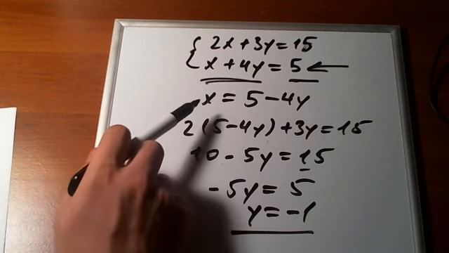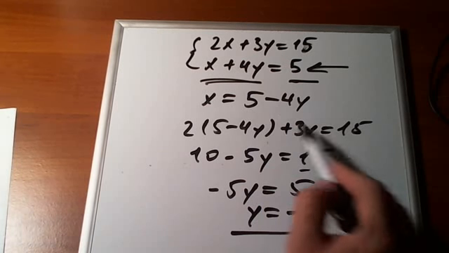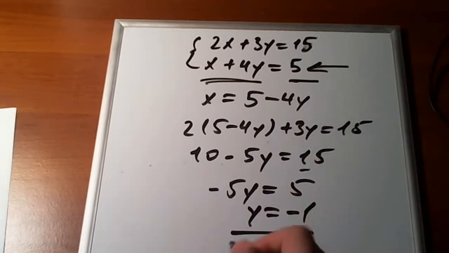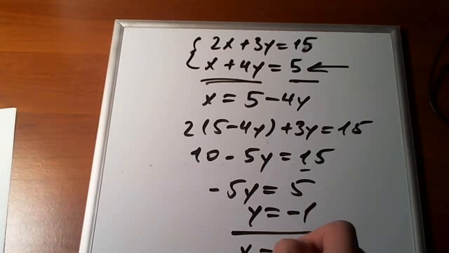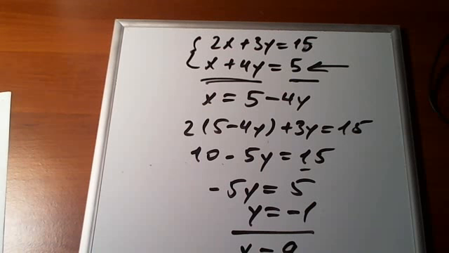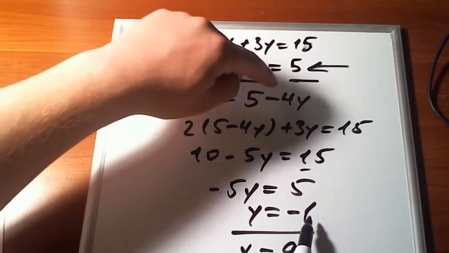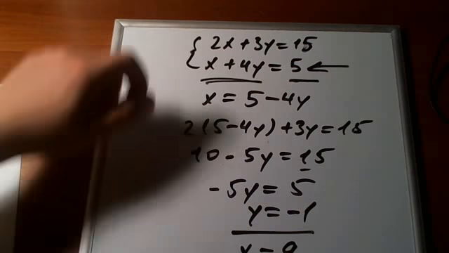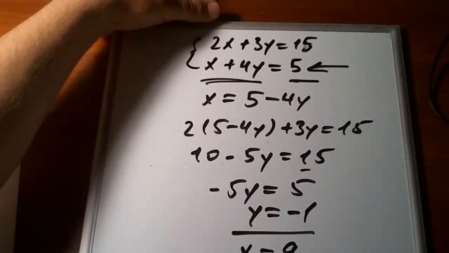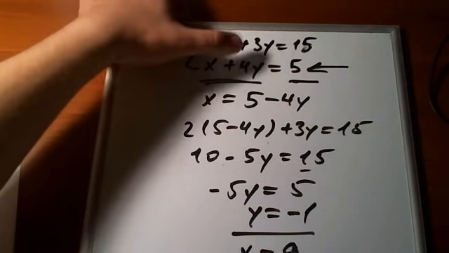Now we go back here and we plug in this value in this equation. We'll have x equal to 5 plus 4. X will be equal to 9. Okay, 5 minus 4 times negative 1 is a plus 4. 5 plus 4 is 9. Now let's go ahead and plug in. 18 minus 3 is 15. 9 minus 4 is 5.